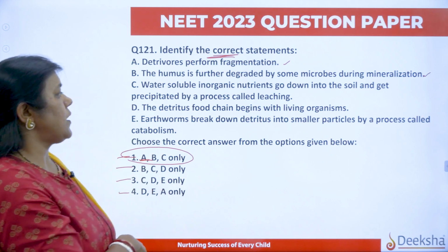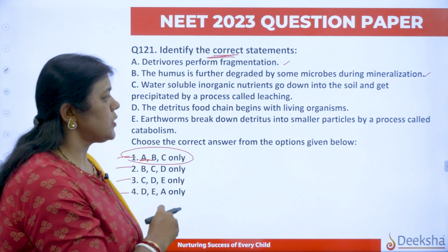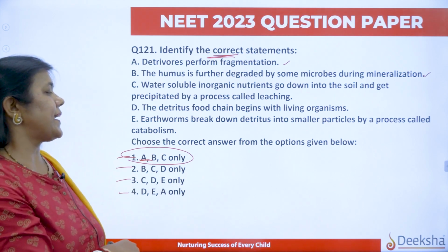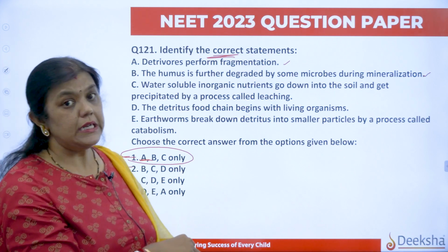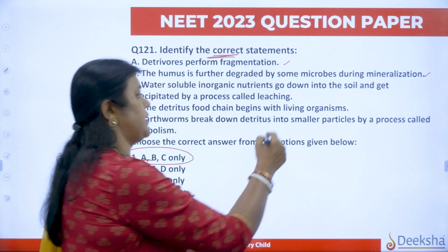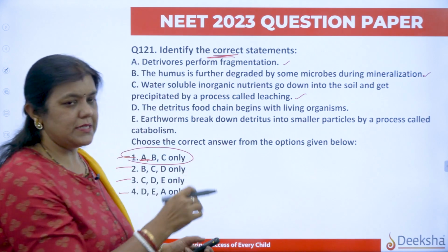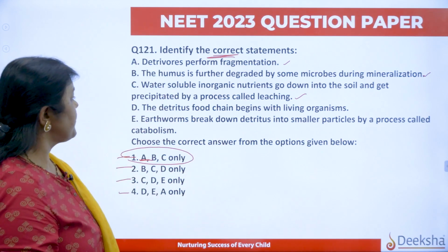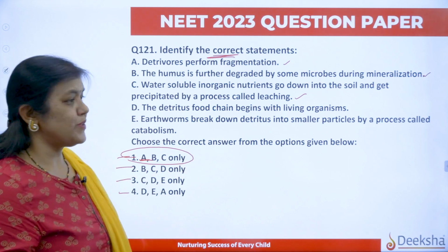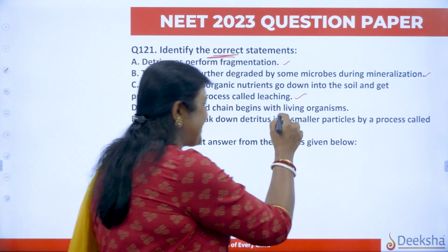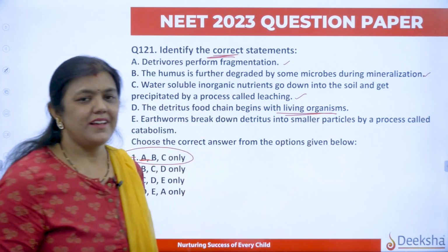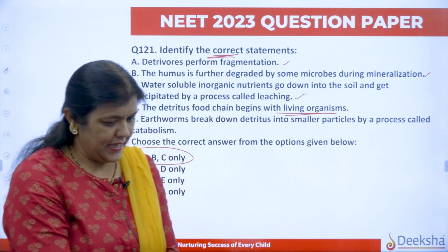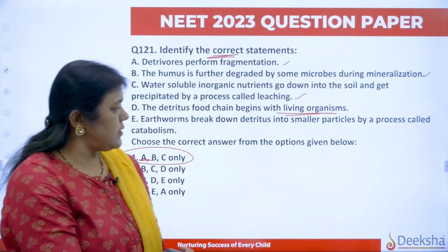C says, water-soluble inorganic nutrients go down into the soil and get precipitated by a process called leaching. This is also a correct statement. So A, B, C only is correct. That means D and E are supposed to be wrong statements. Let's read. The detritus food chain begins with living organisms. Obviously not. Detritus food chain starts with dead and decaying organisms. So this is not a correct answer.